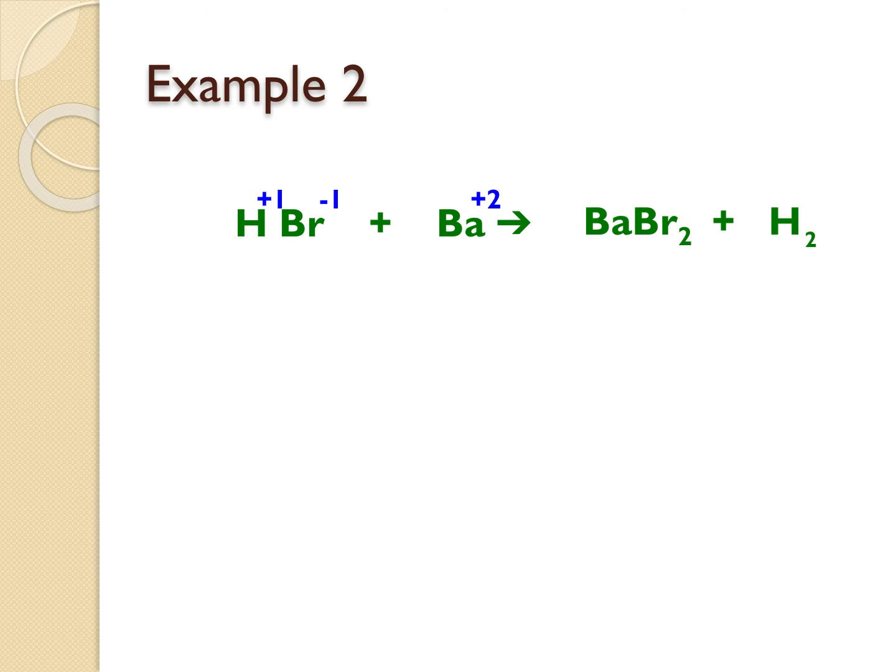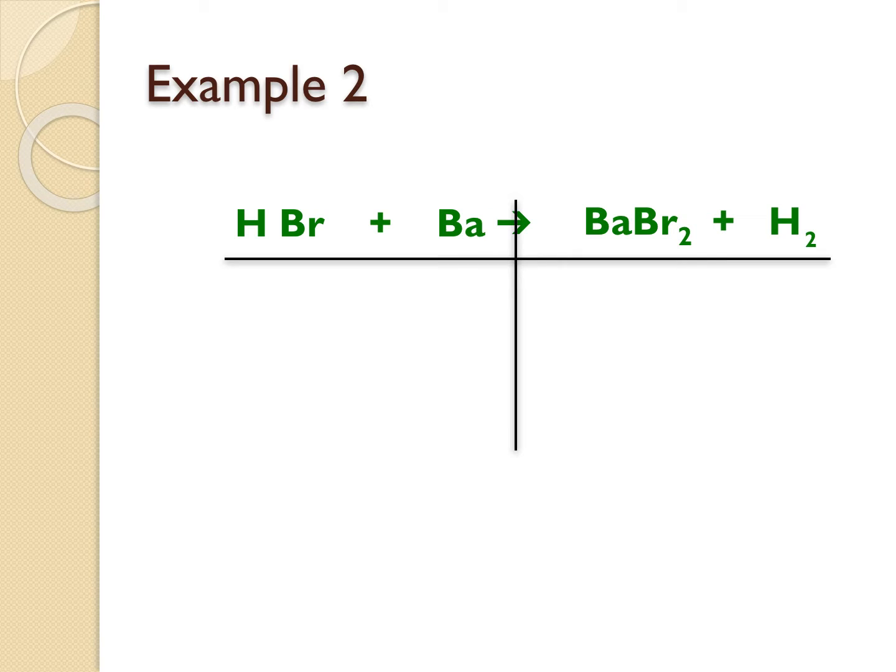So let's get rid of all this excess stuff that we don't need anymore. The last thing we have to do is balance this chemical reaction. Let's start with the reactant side. We have 1 hydrogen, 1 bromine, and 1 barium. On our product side, we have 2 hydrogens, 2 bromines, and 1 barium. Let me start up top. The hydrogens are off, so let's throw a 2 in front of our HBr, just like that.